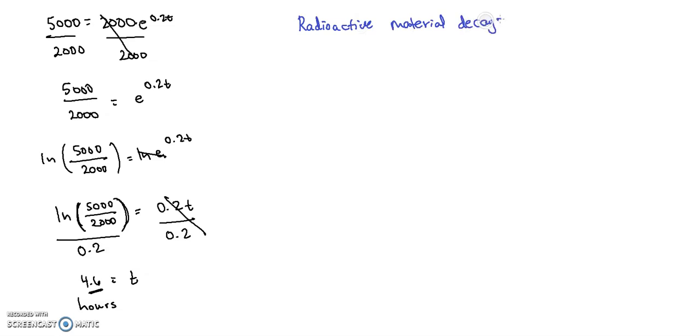And it decays according to A of t equals 100 e to the minus 0.3 t, where the amount is in grams and t is in years. Okay, so radioactive material decays according to this equation.